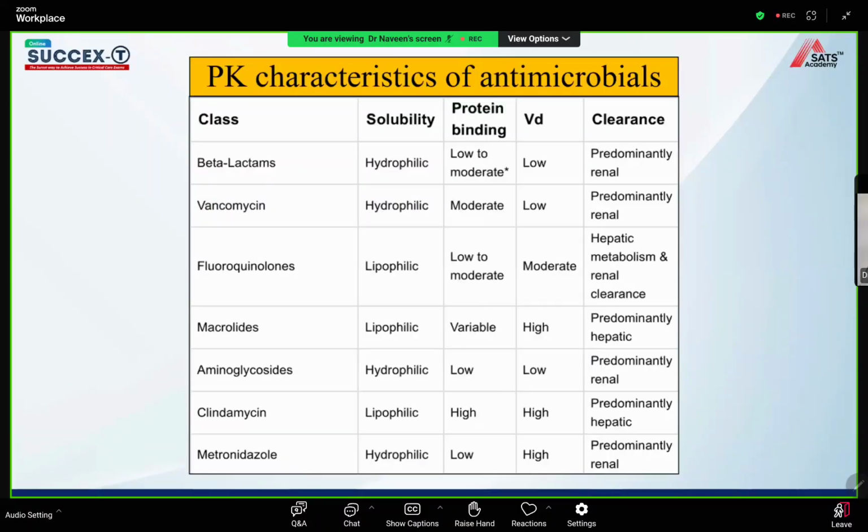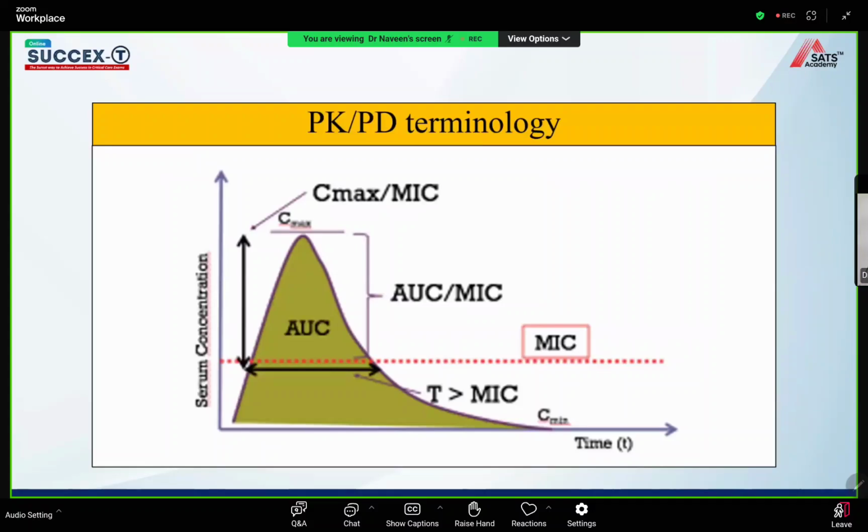Most of the ICU antibiotics are hydrophilic, few of them are lipophilic, which I want to insist are fluoroquinolones, macrolides, and clindamycin. Most of them are renally eliminated, but some are hepatically eliminated, like macrolides as well as clindamycin. This is the main diagram which I'm going to discuss. Some important terminologies are Cmax over MIC, which is the peak concentration of the drug over the MIC, area under the curve over the MIC, and T over the MIC, which is how much time the antibiotic is in the circulation over the MIC.